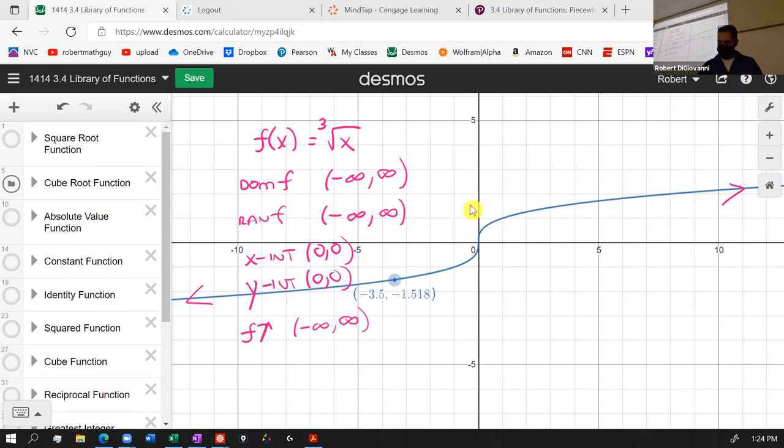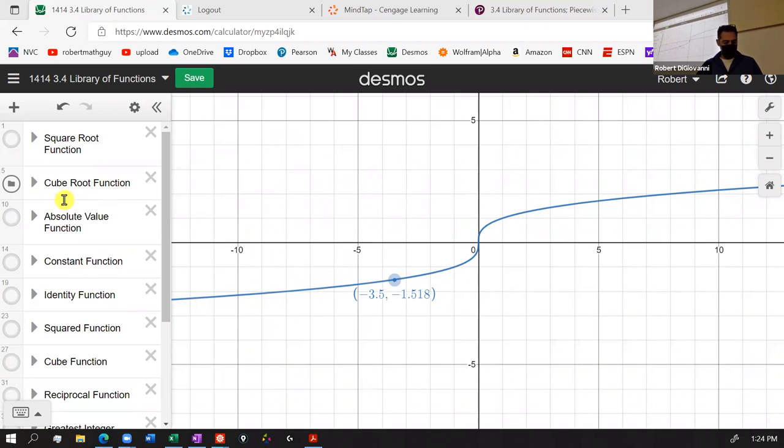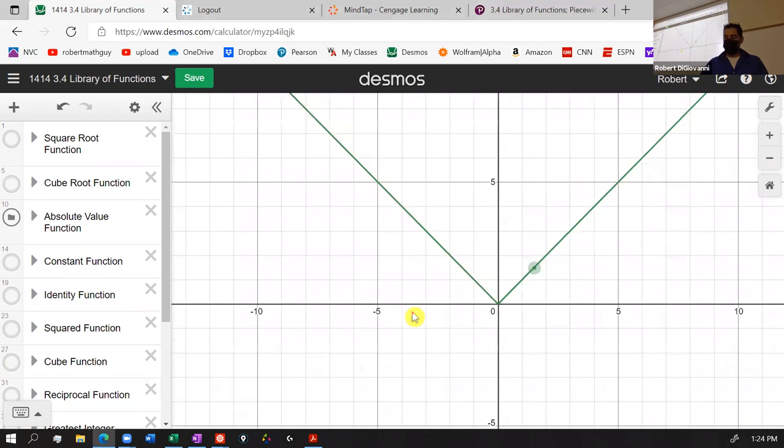We'll move on. All right, so the next function we're doing is the absolute value function. We talked about this last class a little bit. Remember I told you the absolute value function looks like a V and not a U. We kind of looked at how we could graph it.